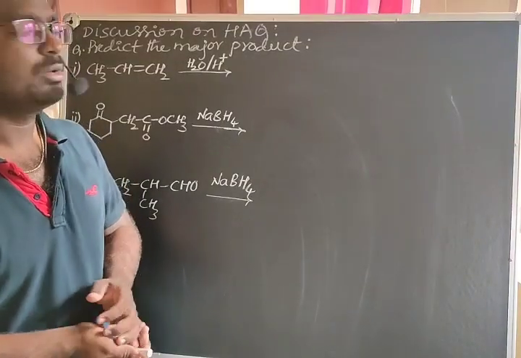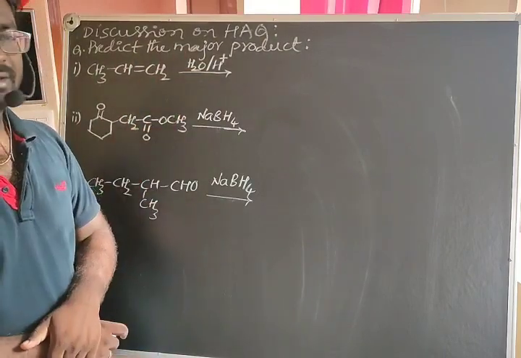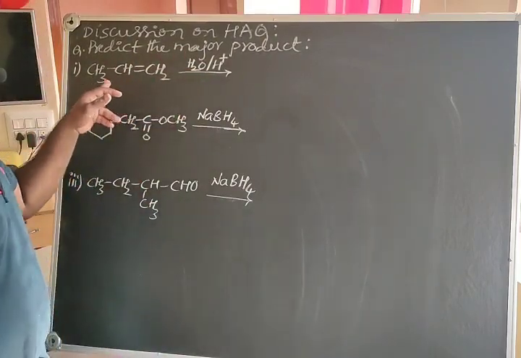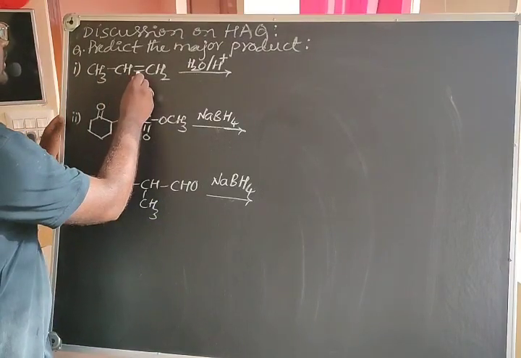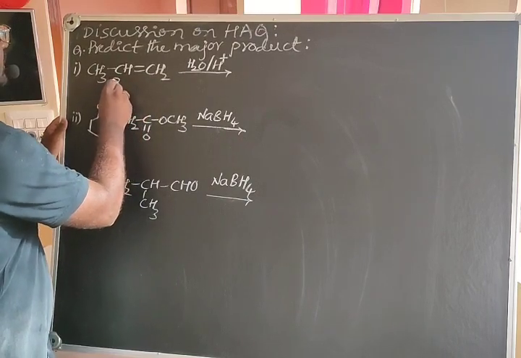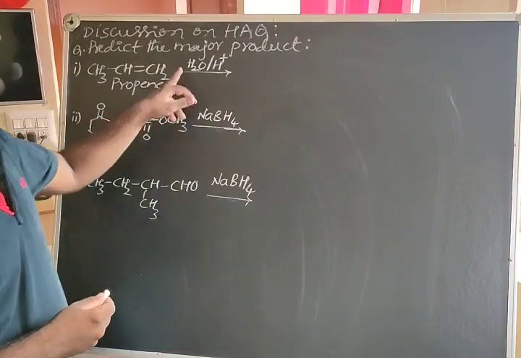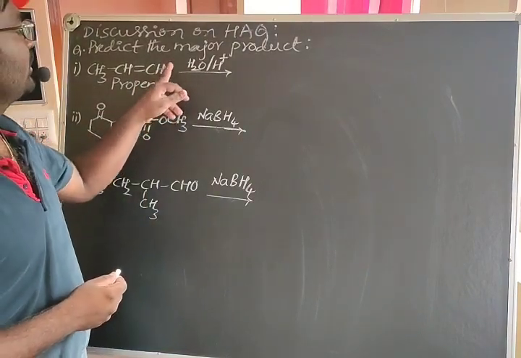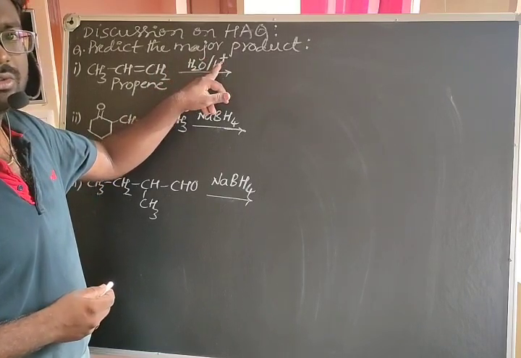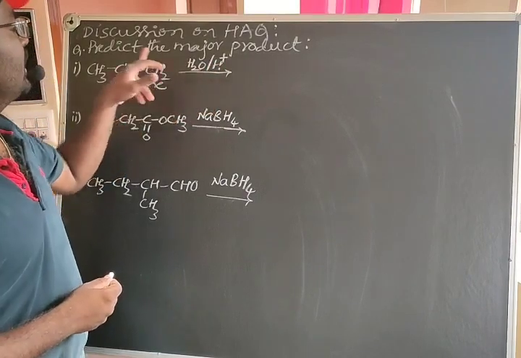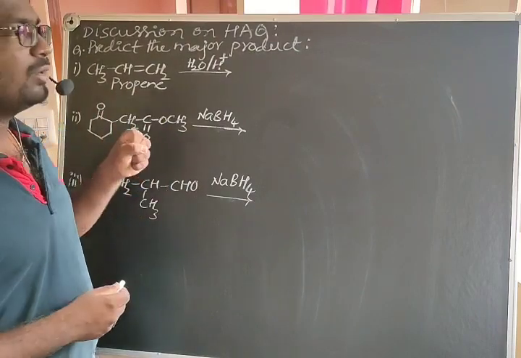Dear students, now we shall take up this question: predict the major product. Here you can see that it is a propene, containing 3 carbon atoms with a double bond. When propene is treated with water in the presence of H plus ion, that is, in acidic medium, it is an acid catalyzed hydration of propene. About this we have already discussed.